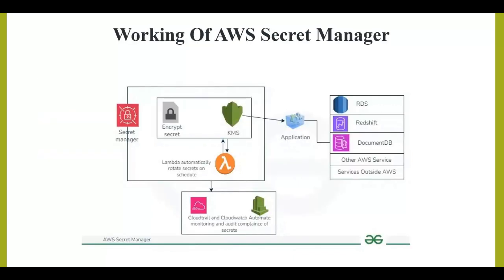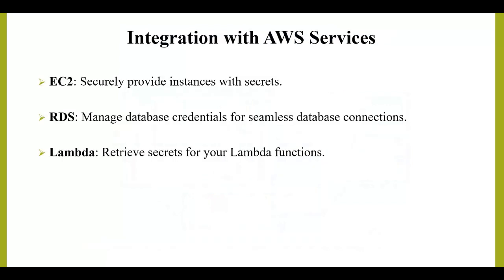So this is all about the working of AWS Secret Manager. Let's move to the integration with AWS services. The integrations are with EC2, RDS and Lambda. EC2 securely provides instances with the secrets. We know that in EC2 we create instances, right? The next is RDS, a relational database system. I've already told that it manages the database credentials for seamless database connection. The next is Lambda, a serverless compute service. It automatically rotates and retrieves the secrets for your Lambda function. So this is the integration with the AWS services.